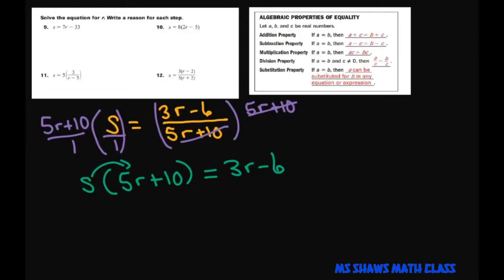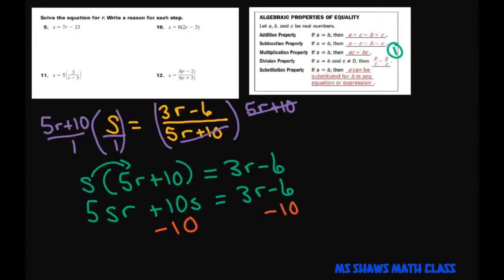Now let's distribute here. So that was your multiplication property. That was our first step. We're still multiplying. So we have 5, I'm going to put the 5 first. 5SR plus 10S equals 3R minus 6. We just simplified. Now I'm going to solve for R. So I'm going to subtract 10S from both sides. And so that's your subtraction property, number 2.